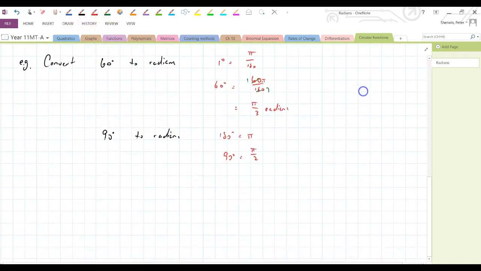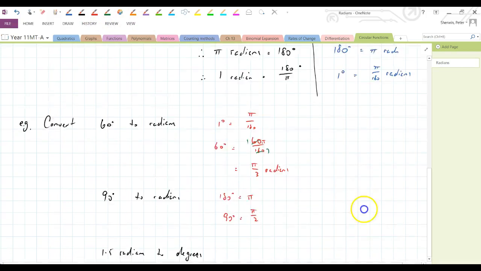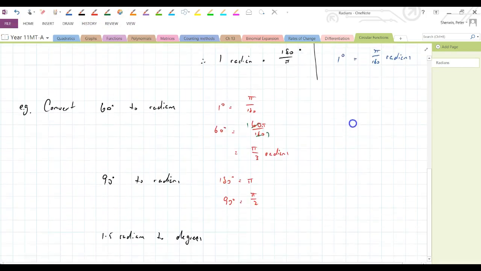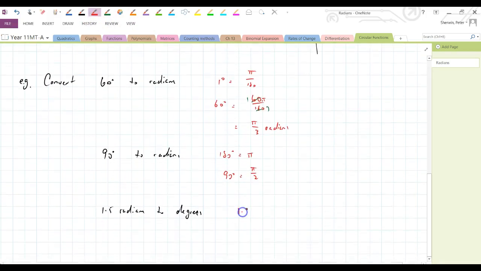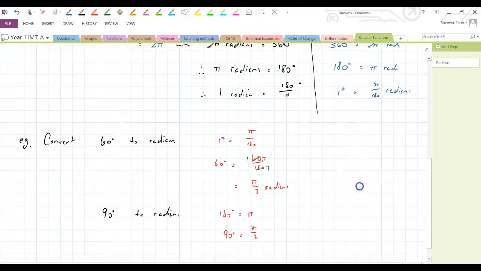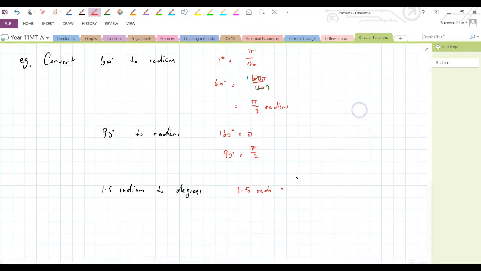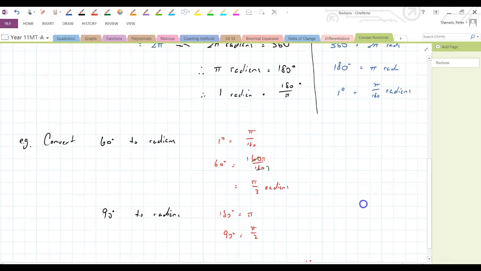What about the other way? Convert 1.5 radians to degrees. Right, not so easy. So we'll go 1.5, what have we got to do? 1 radian is 180 over pi. So 1.5 radians is equal to 180 over pi times 1.5.